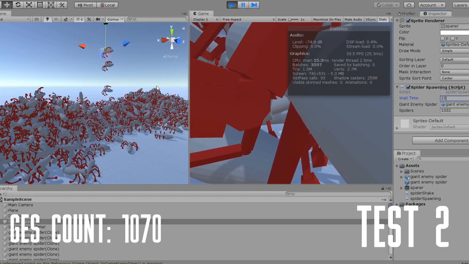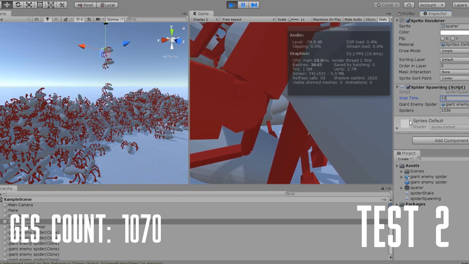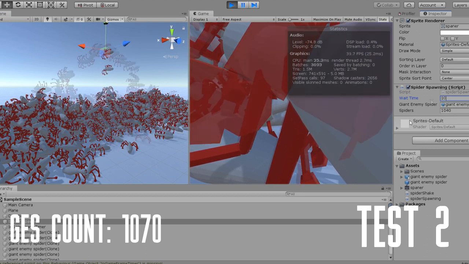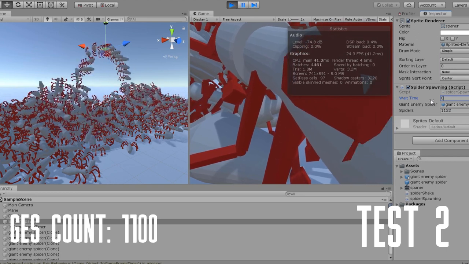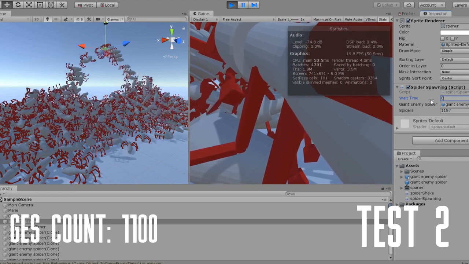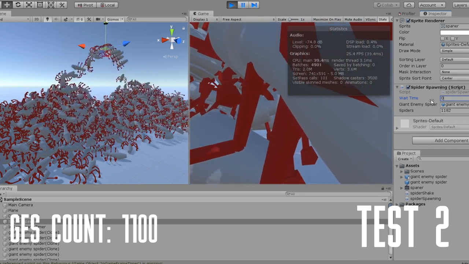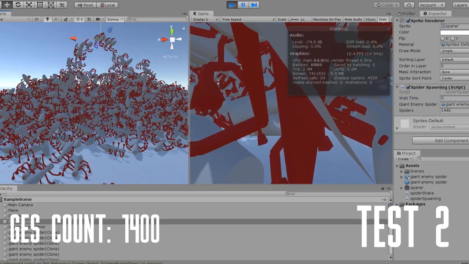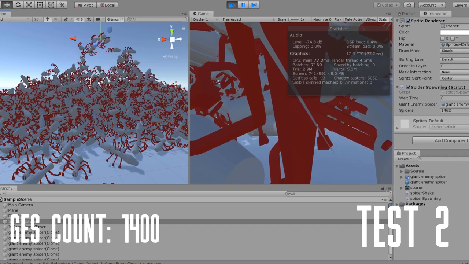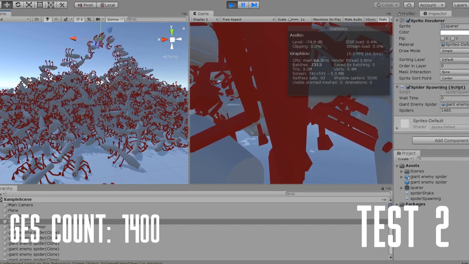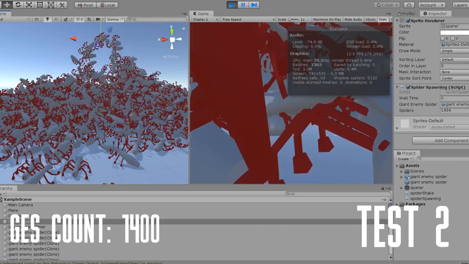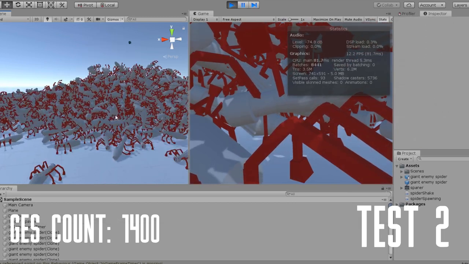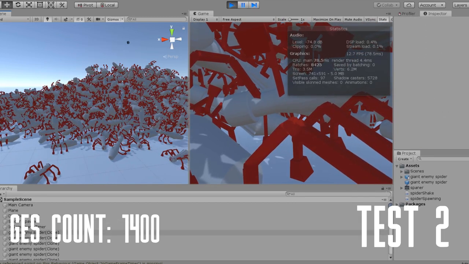And at about 1,070 giant enemy spiders, Unity started dropping fast, and it went all the way down to 30 FPS. It's starting to take much longer to spawn the spiders thanks to the FPS going from around 200 to 30. By 1,444 giant enemy spiders, Unity was running at just 15 FPS, but the framerate drop started to slow down around now. I decided to pause the spawning, and the FPS did not really come up much this time.